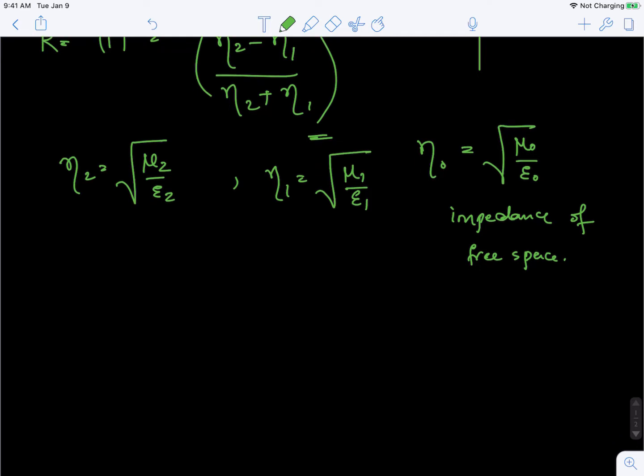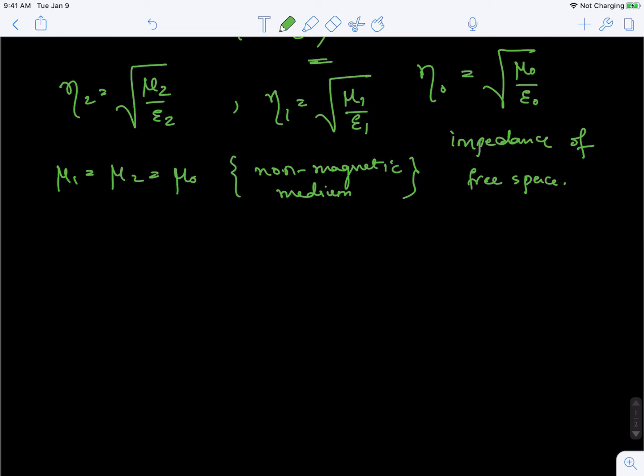Now we know that mu 1 is equal to mu 2 is equal to mu naught. We make this assumption because this is a non-magnetic medium. Generally, mu does not change between mediums unless otherwise specified. So what changes is epsilon 1 and epsilon 2. So now eta 2 is equal to square root of mu naught by epsilon 2, and eta 1 is equal to square root of mu naught by epsilon 1.